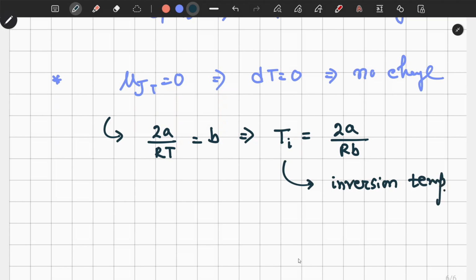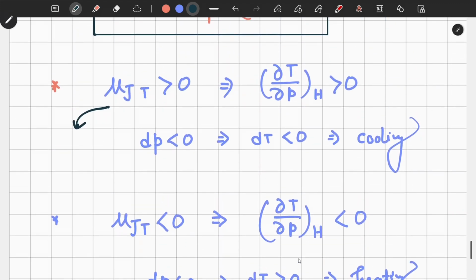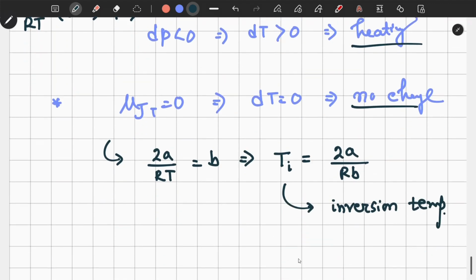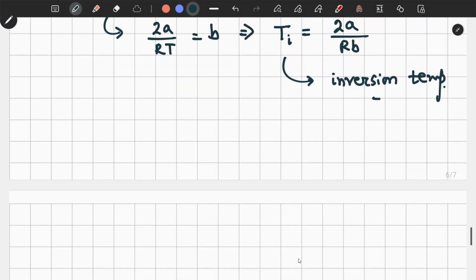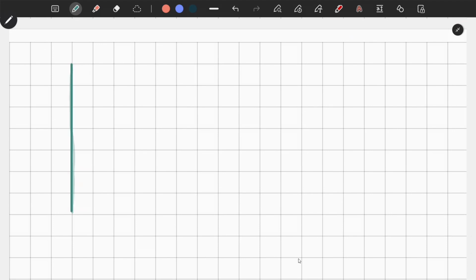Why this is called inversion temperature, we can understand now. If the temperature is 2a by RB, there will be no heating or cooling, no change. But when mu JT is positive, 2a by RT is greater than B, which means T is less than 2a by RB, the inversion temperature Ti. So if it is less than Ti, cooling will occur. Similarly, if it is greater than Ti, heating will occur. That's why it is called inversion temperature. I think it is clear now. If you plot, it will be very clear.